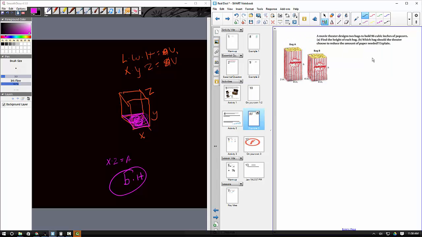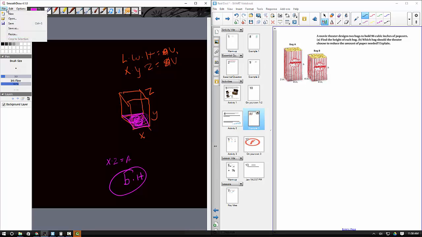This one here is a really interesting one because it says here, figure out, they both will hold 96 cubic inches of popcorn, right? Both of them will. So we have to figure out what h equals. So let's go through here and figure out how to do this.